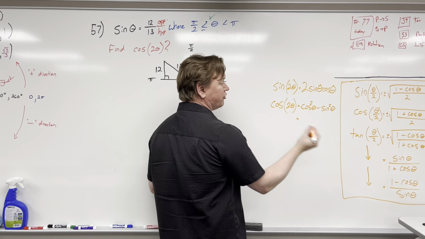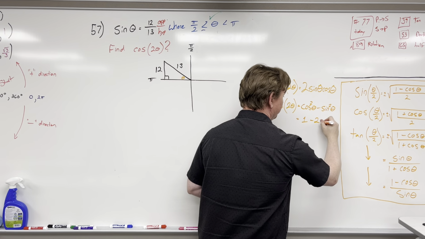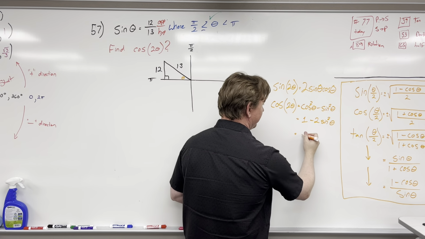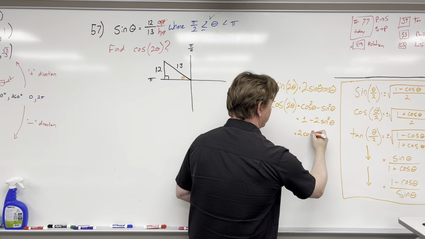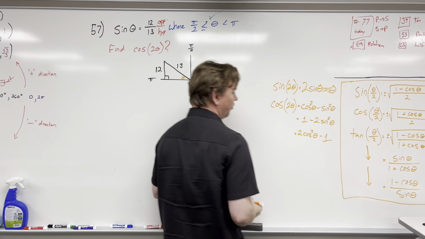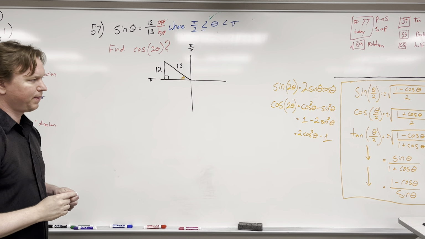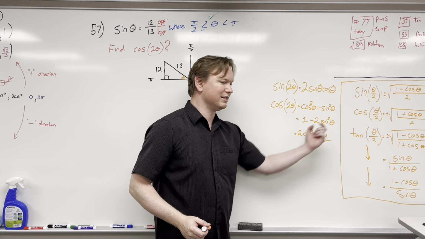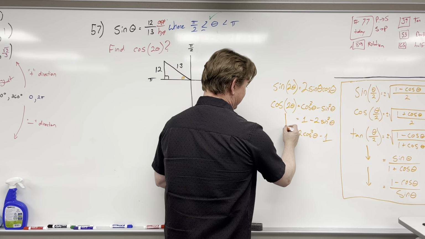Then we have, and I'll just give these to you, 1 minus 2 sine squared theta. And then you have 2 cosine squared theta minus 1. And notice cosine is still squeezed up over here next to that one. Sine is still over there. It's just a little flip up. So that's these guys right here.